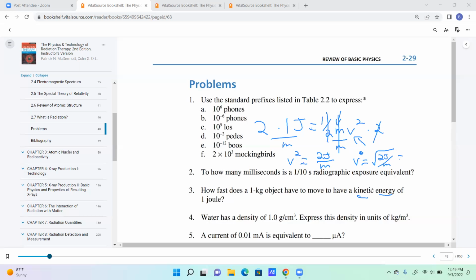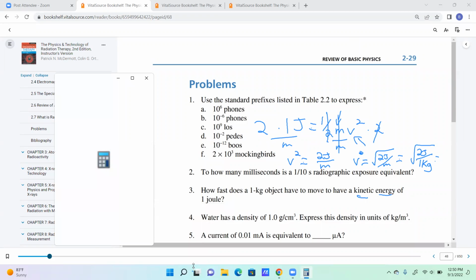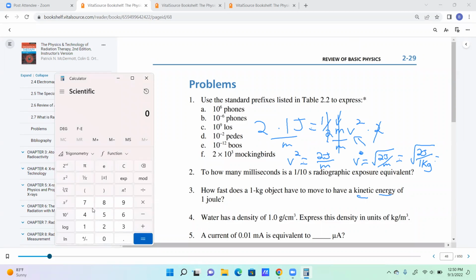The mass in this particular case, they went easy on us and made it 1 kilogram. So this is going to be 2 joules divided by 1 kilogram. Fire up the oldie calculator. If I take 2 and take the square root of that, I end up with 1.4. So the velocity in this particular case is 1.4.